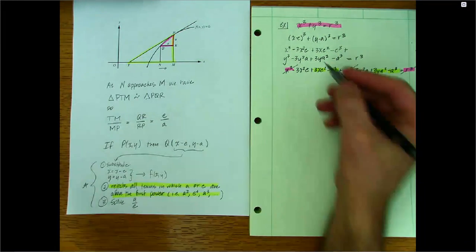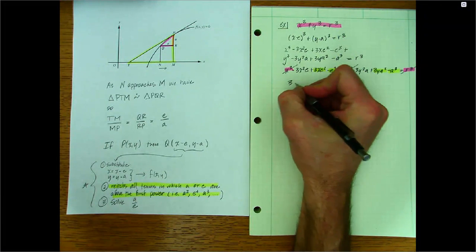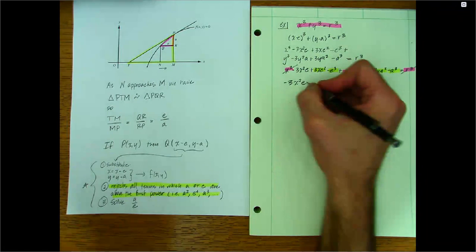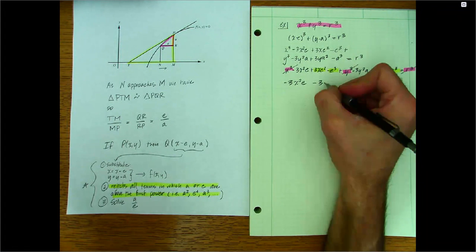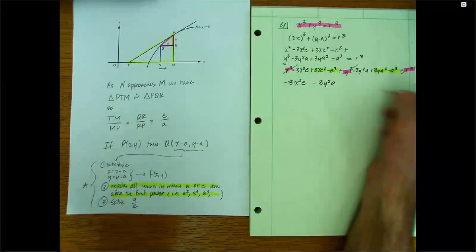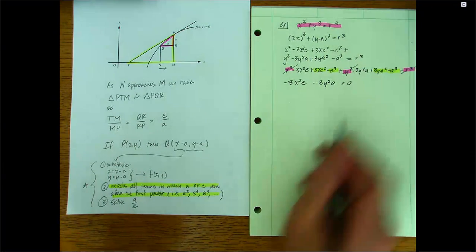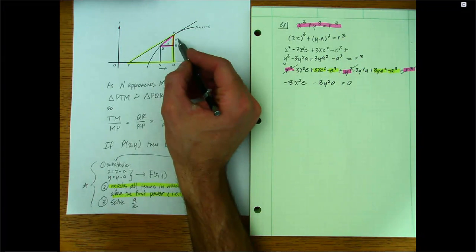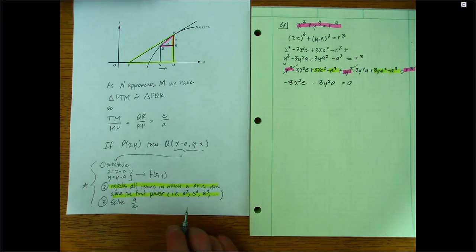So what do we end up with? We end up with negative 3x squared e minus 3y squared a, and that's all equal to 0 at this point. So what are we trying to solve for? Remember, in the characteristic triangle, all we're looking for is the ratio of a over e.